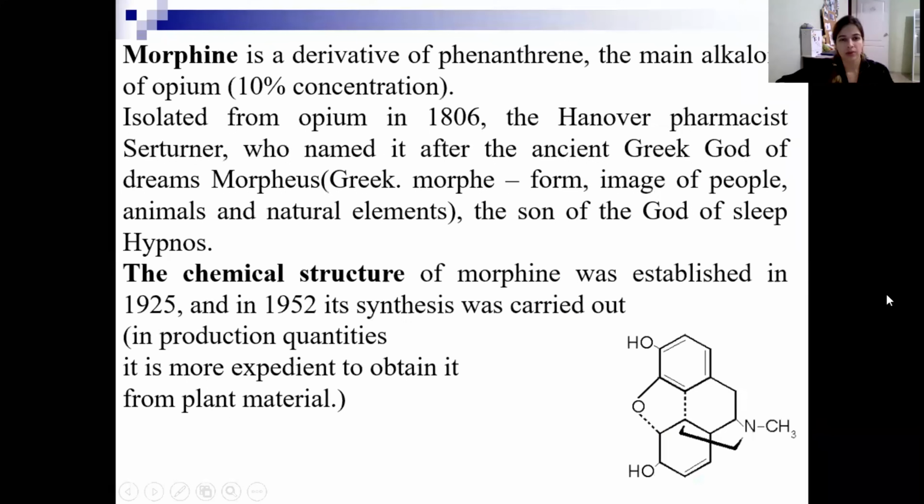So let's go further. Morphine, as we already said, is a phenanthrene derivative, the main alkaloid of opium, because it has a high concentration of this drug, 10%. It is named after the Greek god of dreams, Morpheus. We have already said that. The chemical structure was established in 1925. This is the chemical structure of morphine.